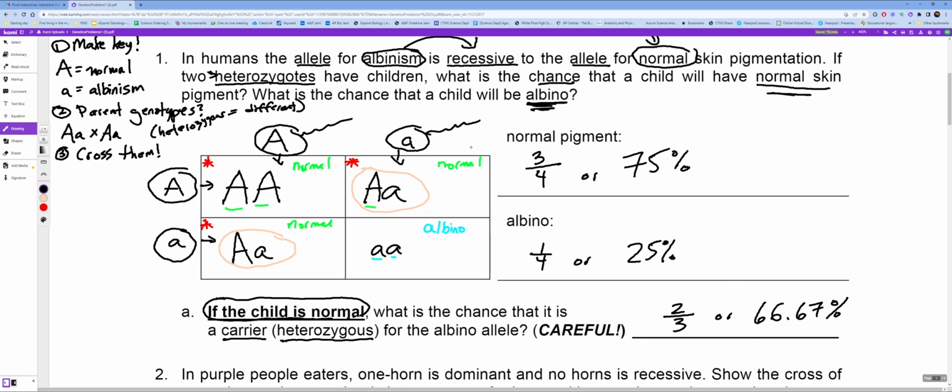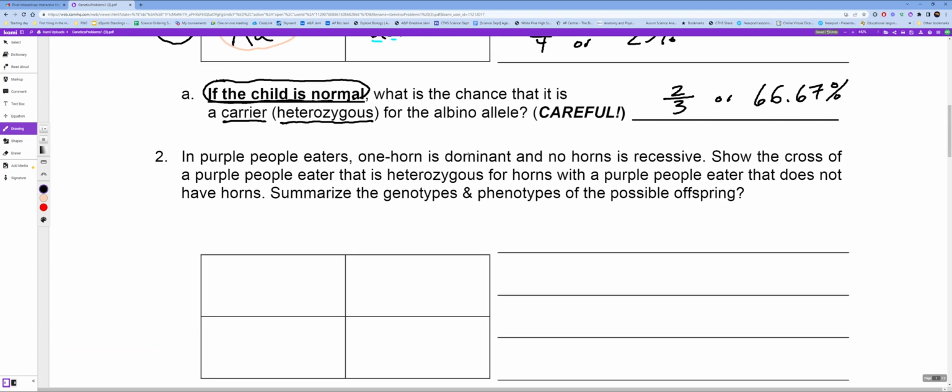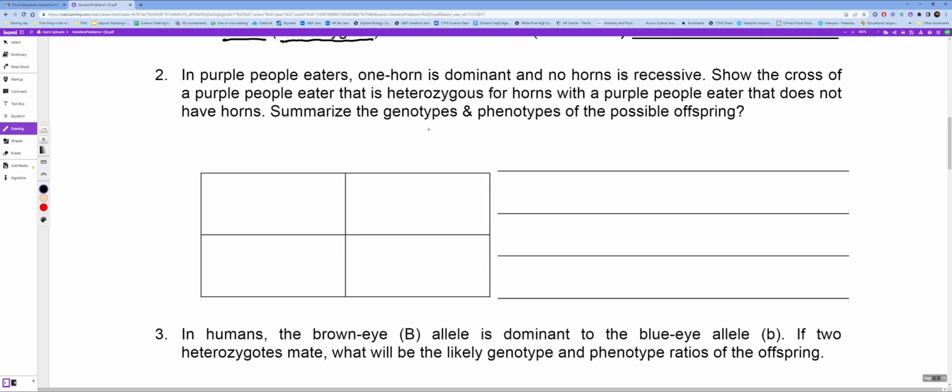I'm going to go ahead and move on to number 2. Okay. In purple people eaters, kind of a made-up animal here, one horn is dominant and no horns is recessive. So I'm going to underline dominant and I'm going to underline recessive here because those are biology words. And it clearly defines what's dominant and what's recessive. Pretty simple here. Here are some phenotypes: no horns and one horn. So I'm going to circle these. One horn is dominant, no horns is recessive.